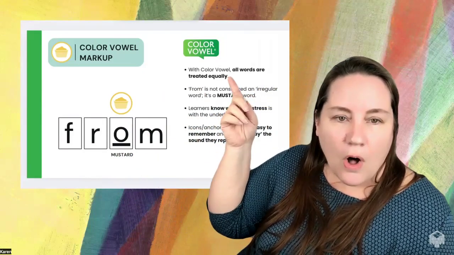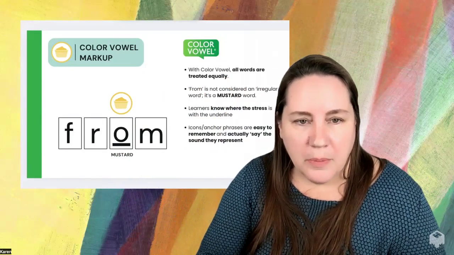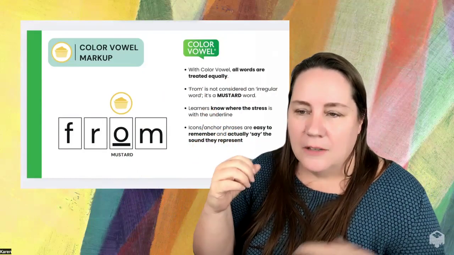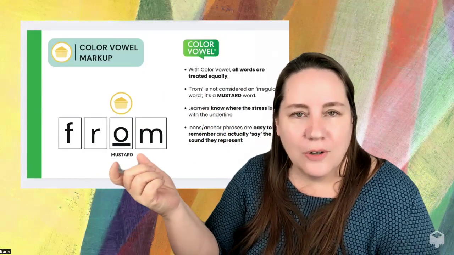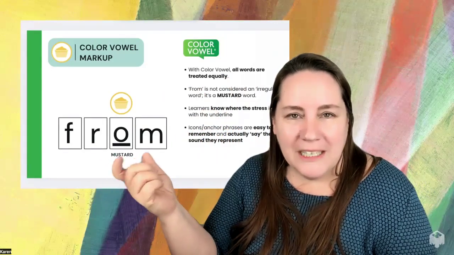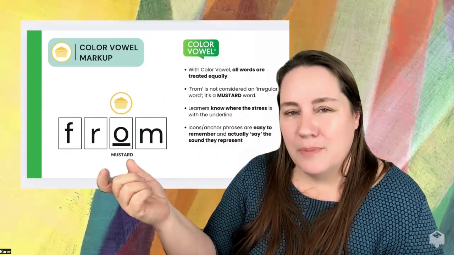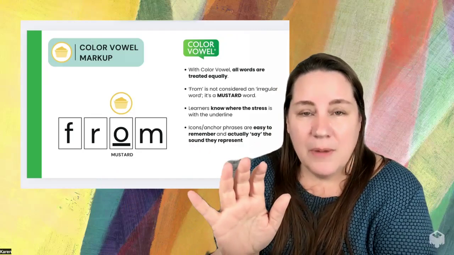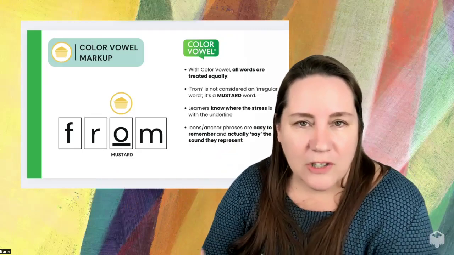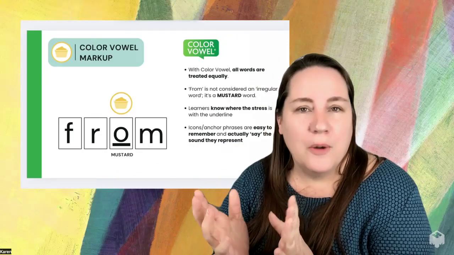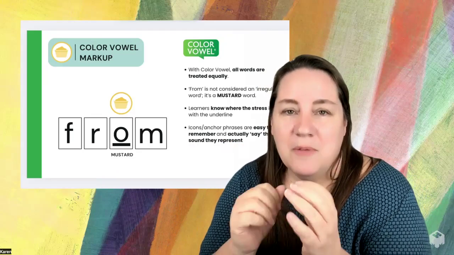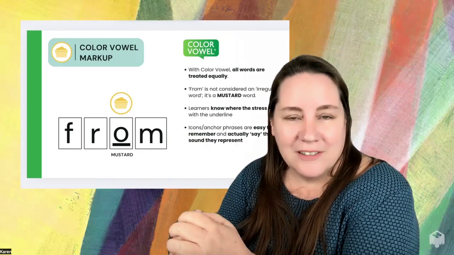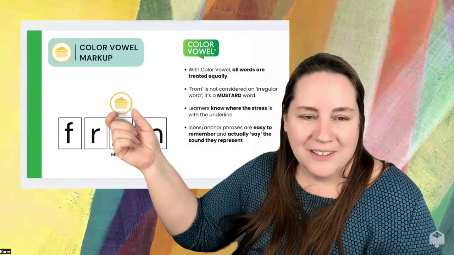So all words are treated equally when we use the color vowel markup. The word from is not considered irregular anymore. We simply mark it as needed. Learners know where the stress is. And if you don't think it's important to know where stress is, we'll be getting into that some more. But even in a one-syllable word, knowing that this is where the time is spent. Where are you from? When it's at the end of a sentence, we need to spend time on that. That's a stressed word. It's the focus word of the whole question. And later on, we can talk about how from, if it's inside of a phrase, can become quite reduced. I'm from California. So there's another behavior when it's not the focus. And all of this is embedded, by the way, in a cup of mustard. I was kind of alluding to that earlier.